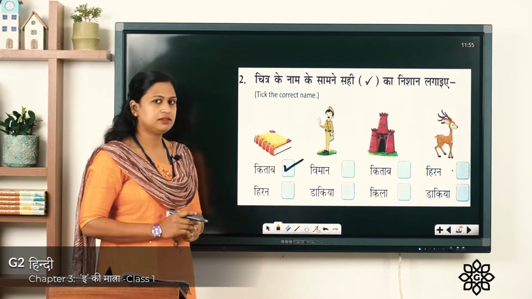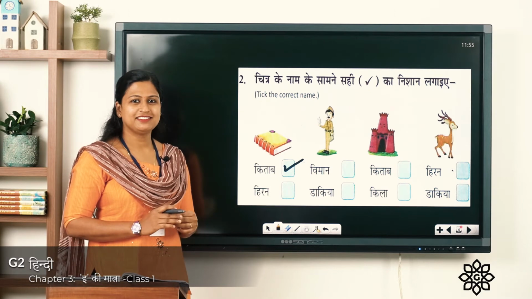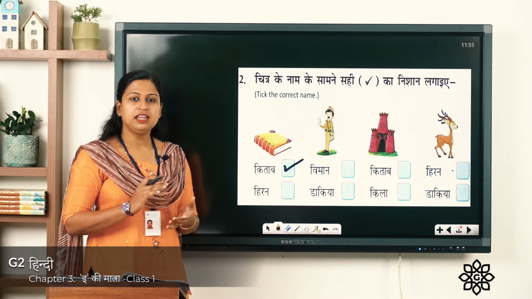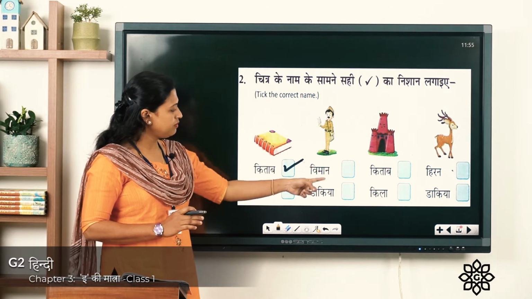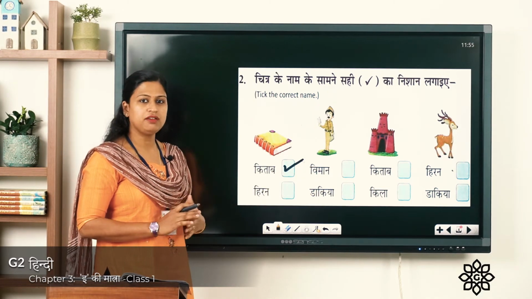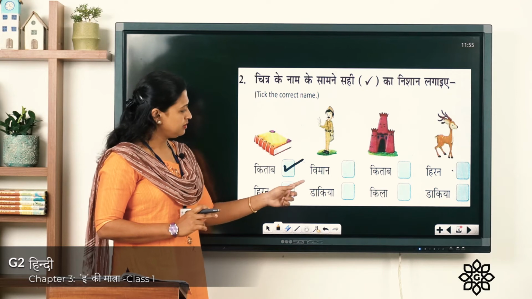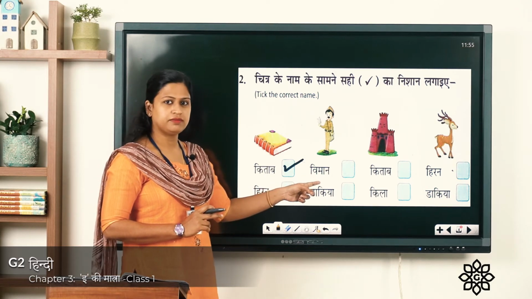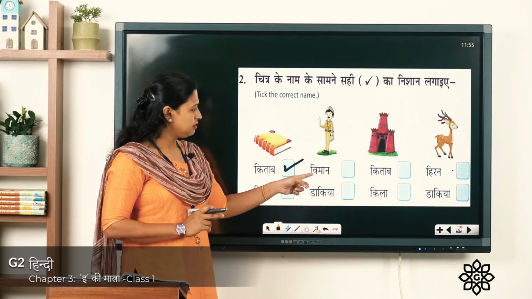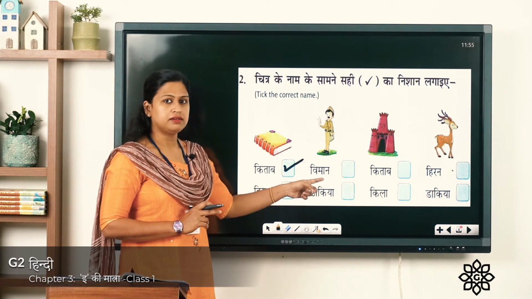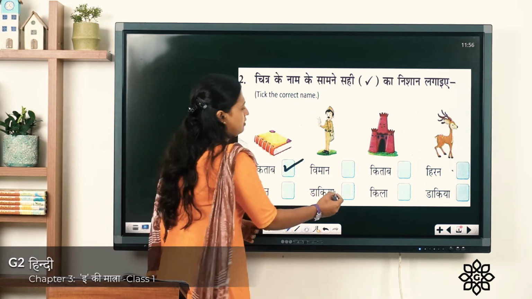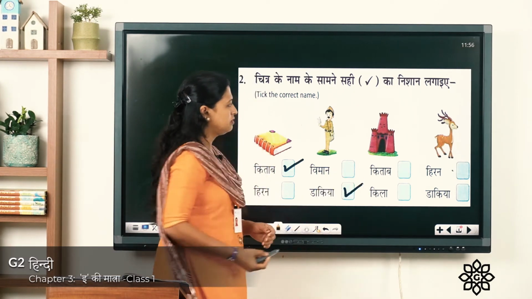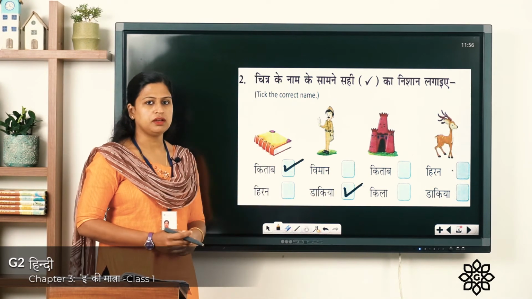Next picture is, can you identify it? It's postman. In Hindi we say dakiya. So two words are given here. You have to identify which is dakiya. The first one, is it the first one? No. The first one is viman. Second one is dakiya. So you have to mark this tick option here.